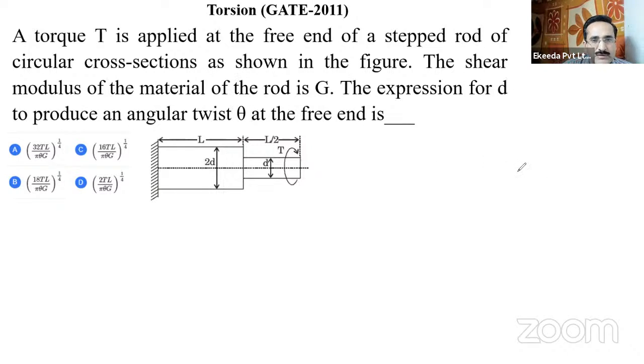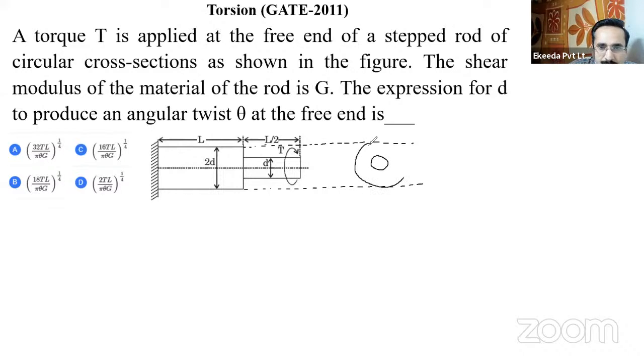So how to solve this question? Very simple and very important question. This question was asked in GATE 2011. So how to solve this question? Let us see what is happening here. If we see the side view of this figure, there is a small circle of diameter D, and then there is a large circle of diameter 2D. So two diameters are there, D and 2D, right?